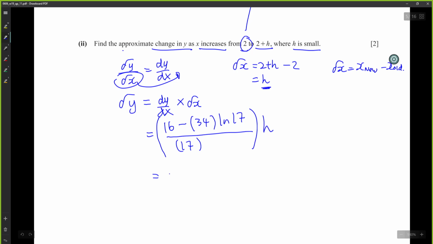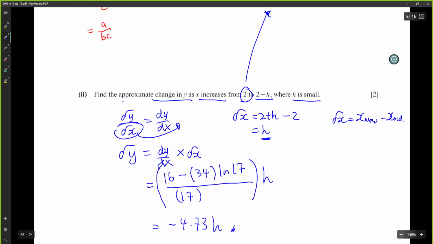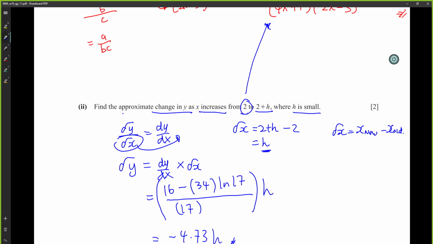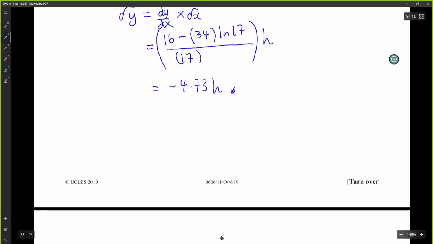Alright, so it's negative 4.73. So there's an h there, 4.73h. Alright, this is how you do a question like this. So remember, for small change, always substitute the original value of x into your dy/dx. Don't choose the new value of x to sub in, okay? You must be very careful over here.